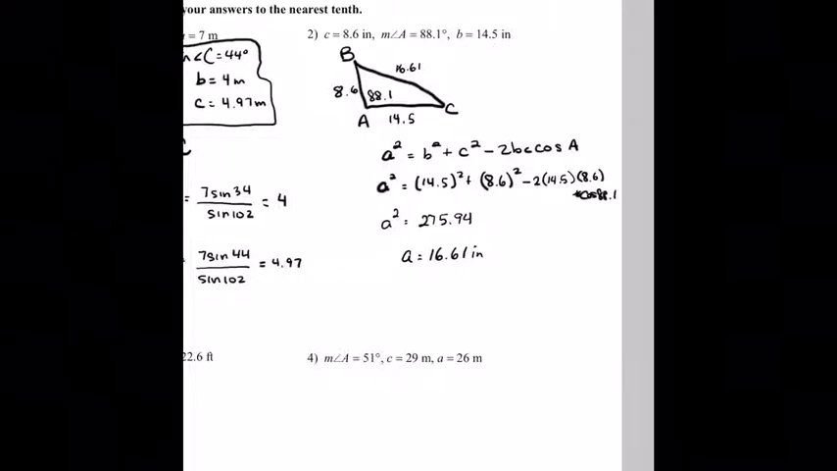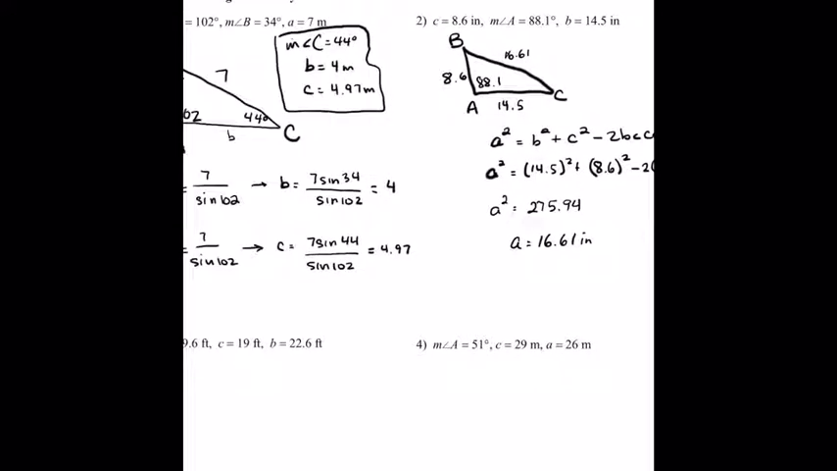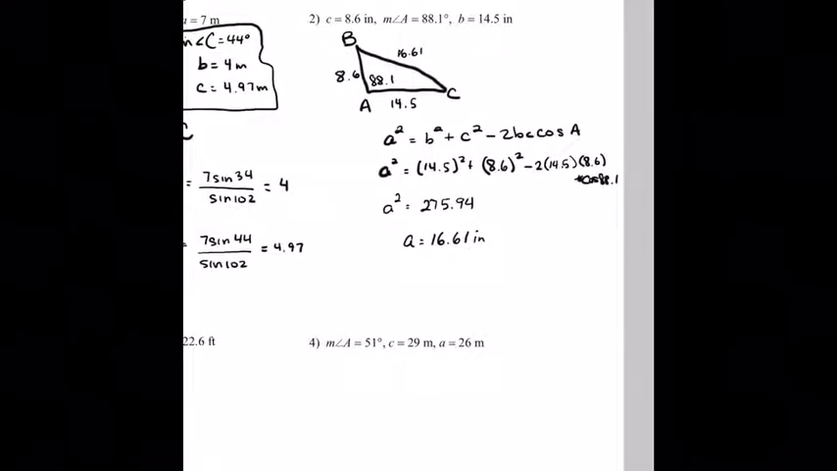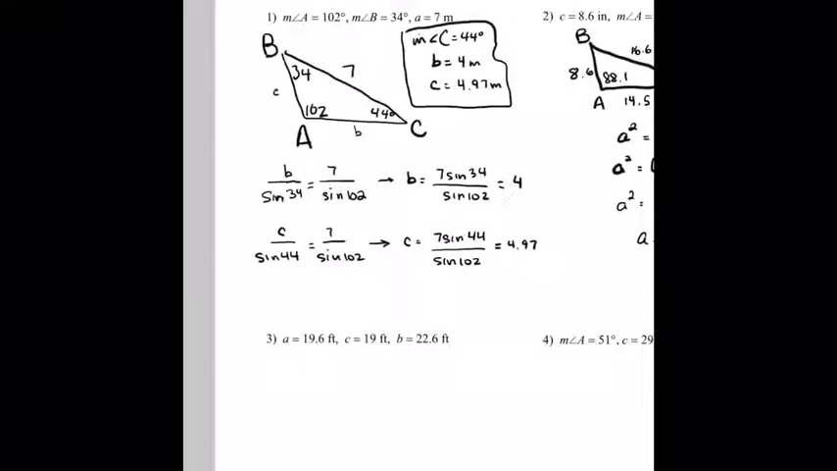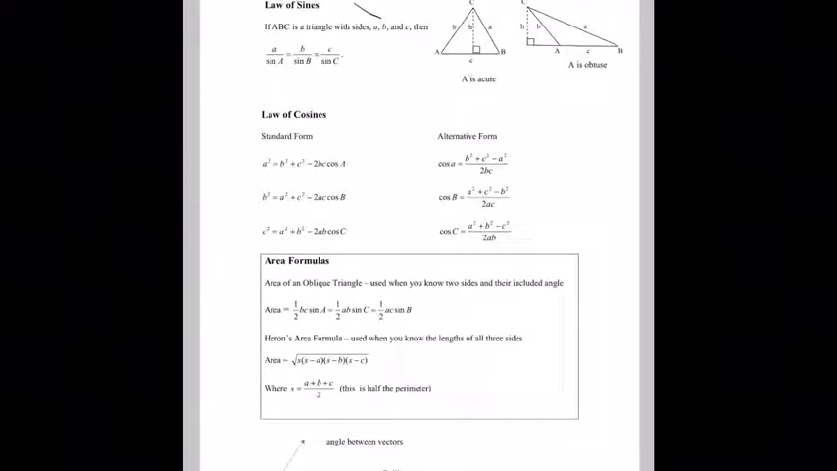So we found that missing side using law of cosines. Now we have three sides and an angle. So we need to find the other two angles. And since we're already on law of cosines, just stick with it. If we want to find angle B, for example, let's go back to the law of cosines formula sheet.